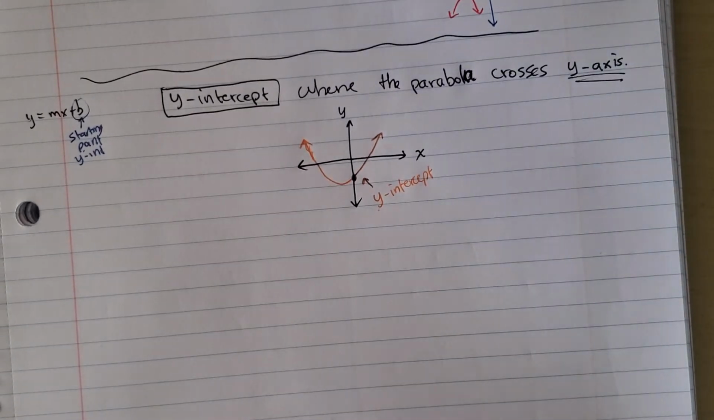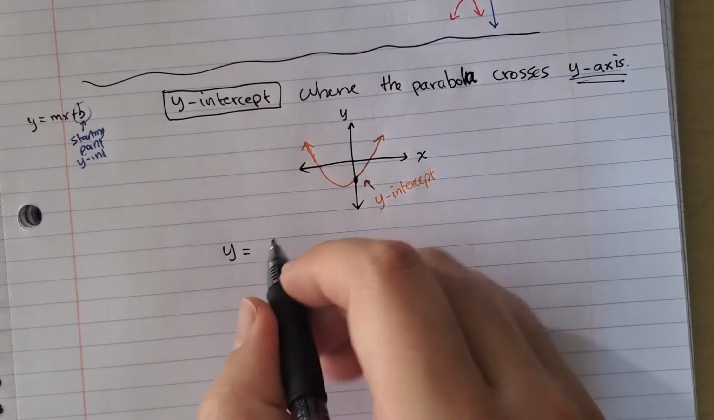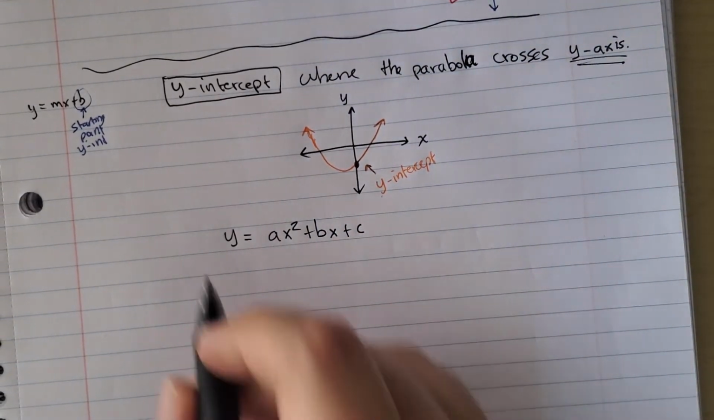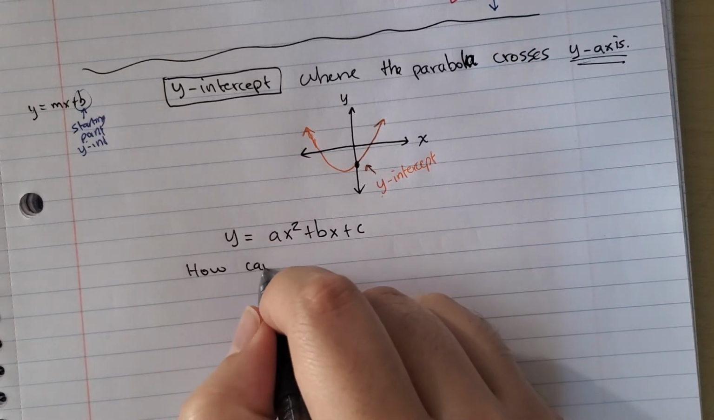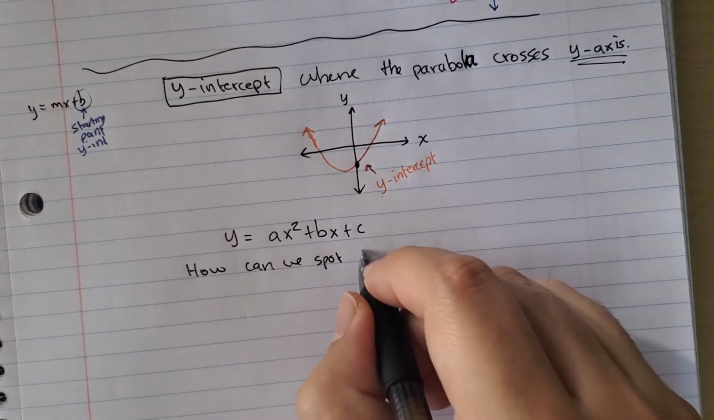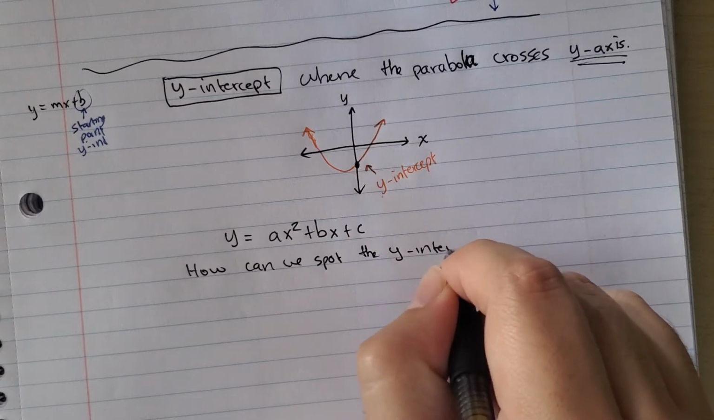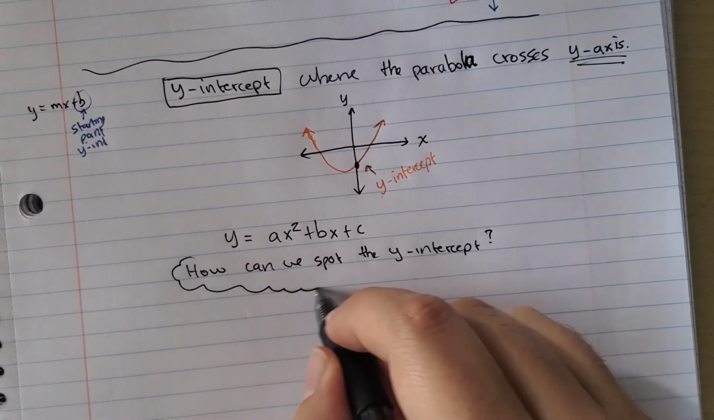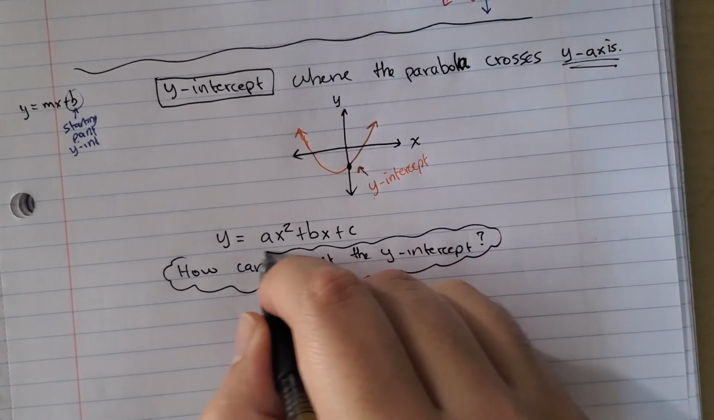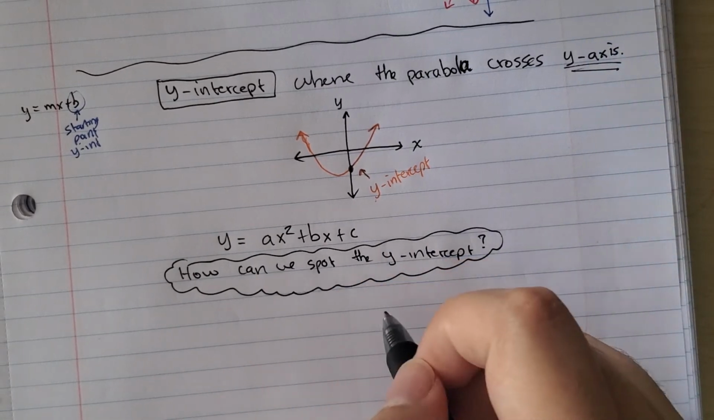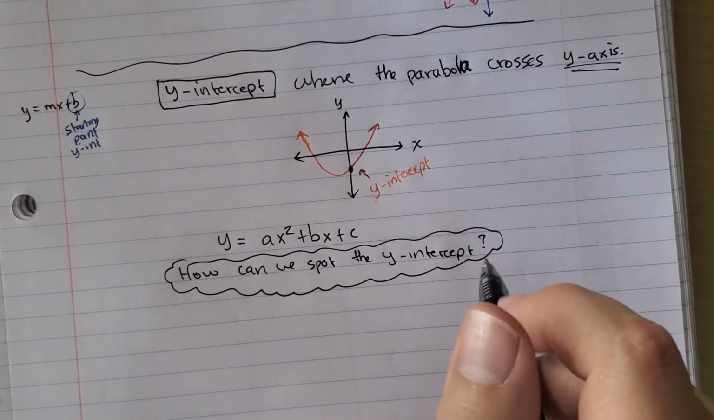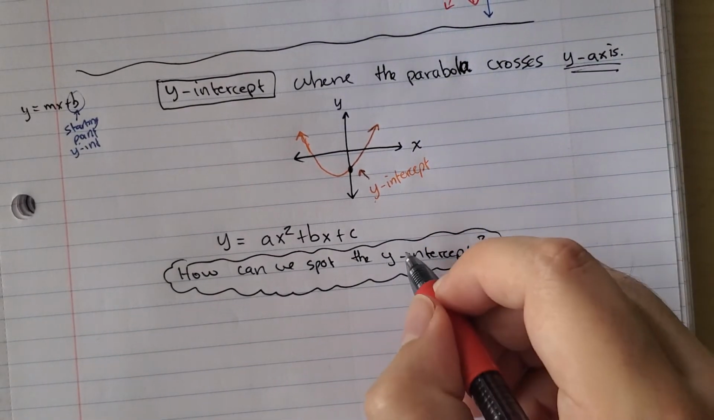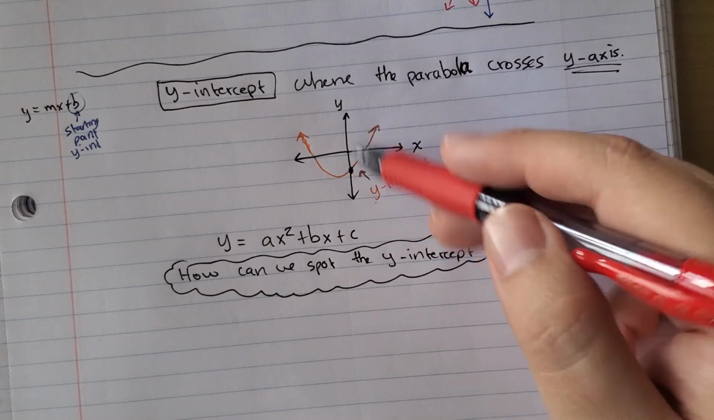So keep in mind that if I have a parabola like y is equal to ax squared plus bx plus c, the question is, how can we spot the y-intercept? Because we can graph this and look at a picture, and that could be easy to spot like we saw above, but what if I'm just given an equation and I have to find the y-intercept? Well, here's a way to think about it. How can we spot what the y-intercept is? Is there a trick?